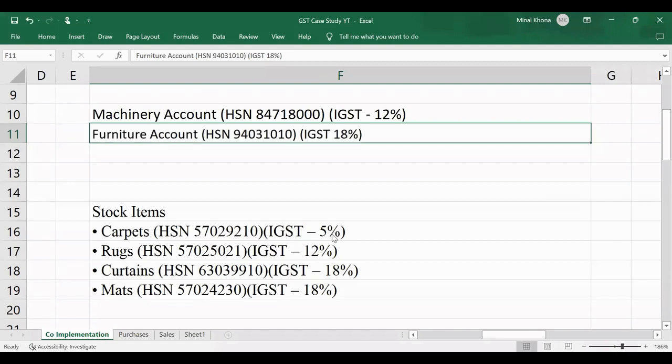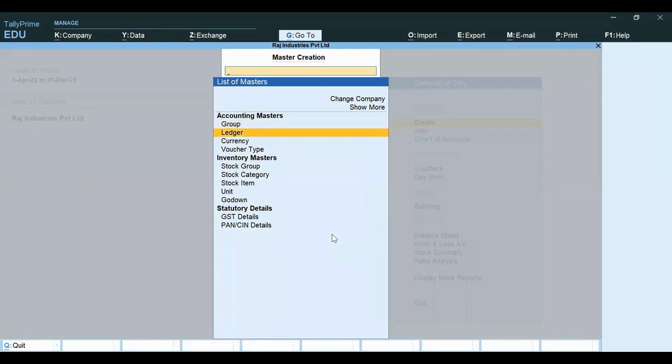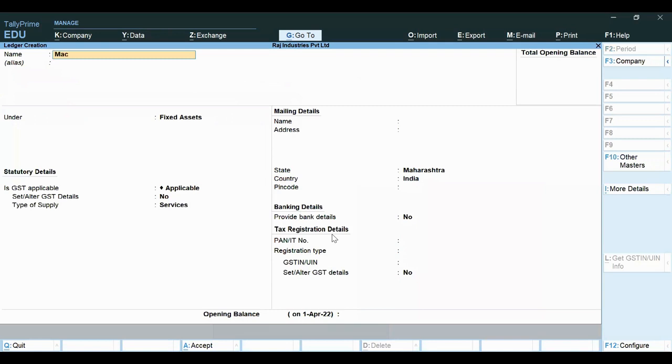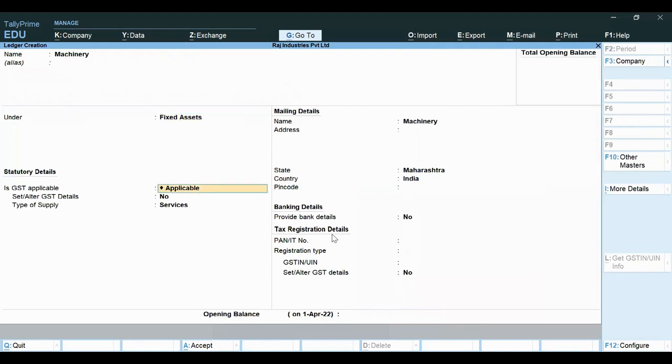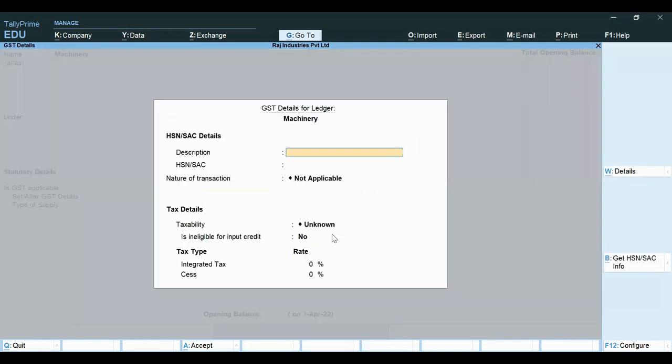All right, so let's go ahead and create it: Gateway of Tally, Create, Ledger, machinery. Now, machinery is a fixed asset. Is GST applicable? When you purchased machinery, you must have paid some GST, which would have been input GST. So I'm going to say set/alter GST details, Yes. Now, here I can give some description about the machinery if I want to further define it. So, say machinery.